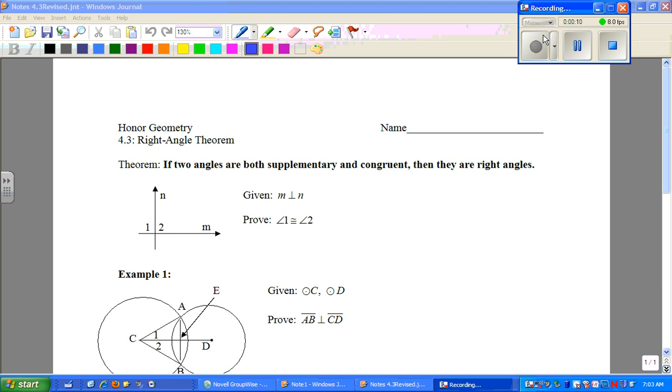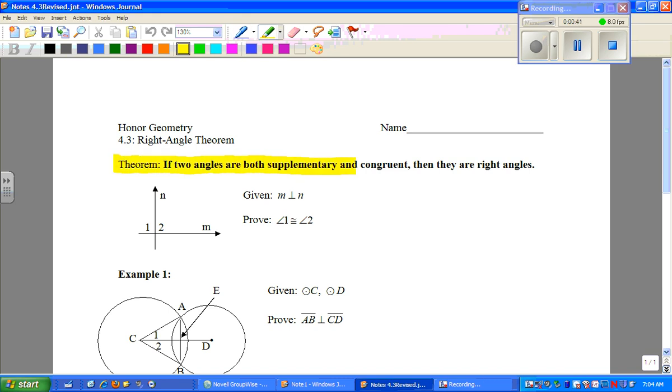This is Mr. Begeiski. Today's lesson is 4.3, the right angle theorem. This theorem can replace going from perpendicular to right angle to all right angles are congruent, but it definitely has to be used to prove that if two angles are congruent, then you can call two lines perpendicular. So the theorem that we're going to address today says: if two angles are both supplementary and congruent, they are right angles.